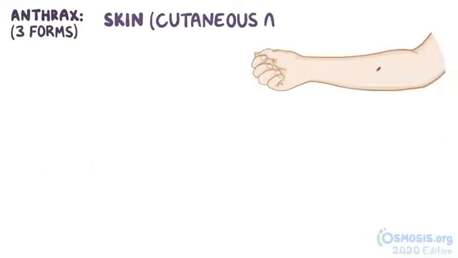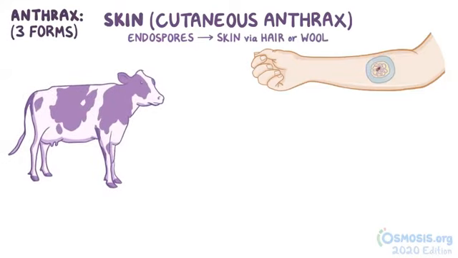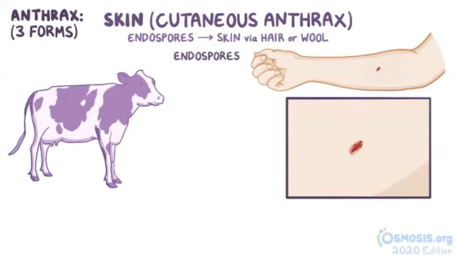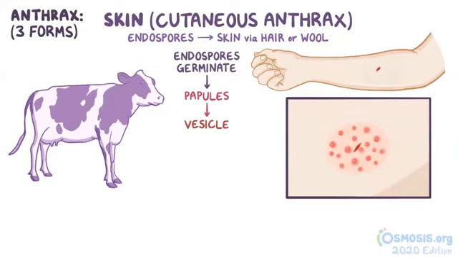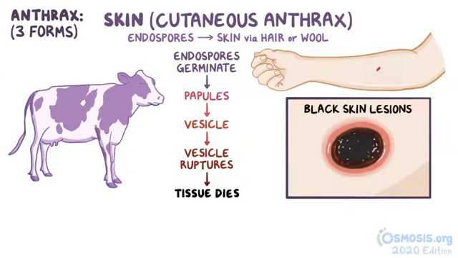Clinically, anthrax has 3 forms. Skin, or cutaneous anthrax, is the most common form of the disease and results when endospores come in contact with an open break in human skin, usually via animal hair or wool. Here, the endospores also germinate locally, producing both additional spores as well as active bacteria that form painless small red bumps or papules that eventually become a large vesicle, or a fluid-filled sac that ruptures. After rupture, the surrounding tissue begins to necrose, or die, leaving behind a characteristic painless black skin lesion called an eschar.